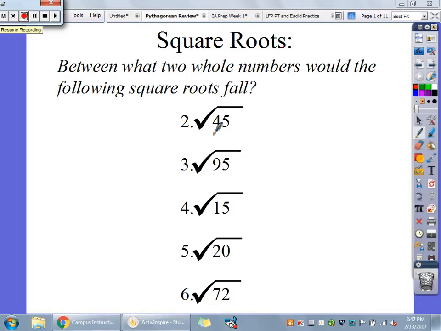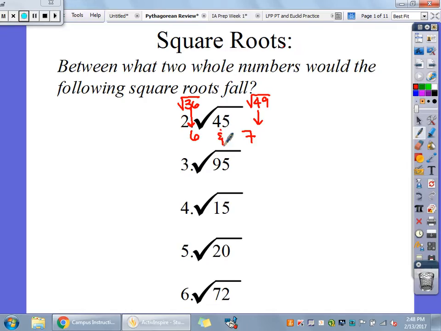you'll notice that none of these are in the square root column. But you can see which two square roots they're between. So for example, 45 would be between the square root of 36 and the square root of 49. So if we're looking for the two whole numbers that the square root of 45 would be in between, we just find the square root of 36 and the square root of 49. So the square root of 36 is 6, and the square root of 49 is 7. So the square root of 45 would be somewhere between 6 and 7, okay?